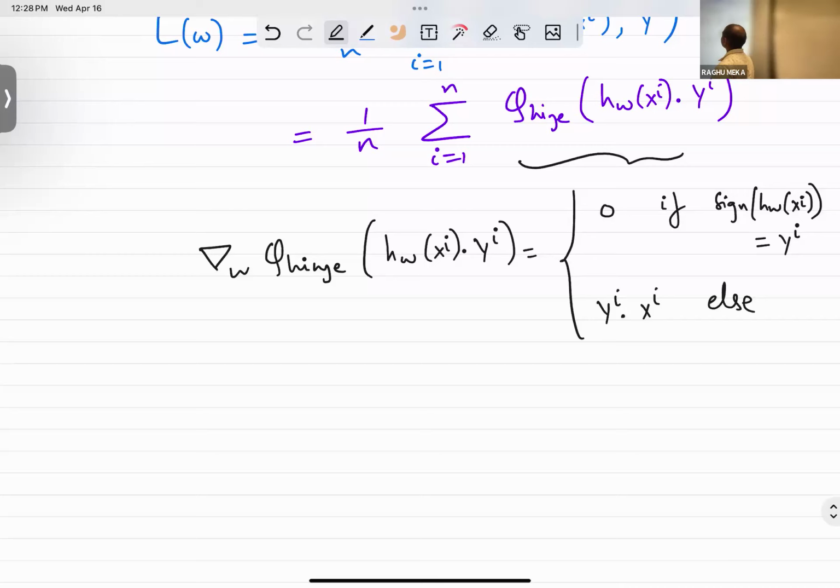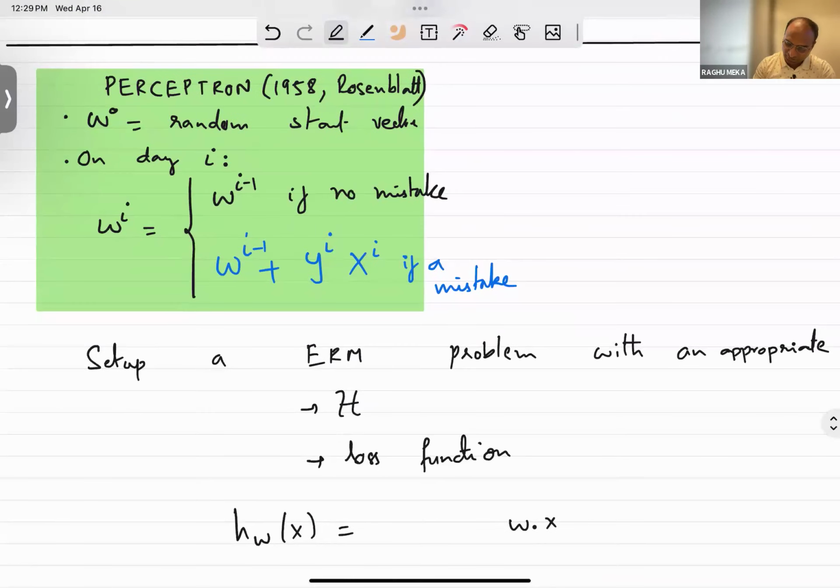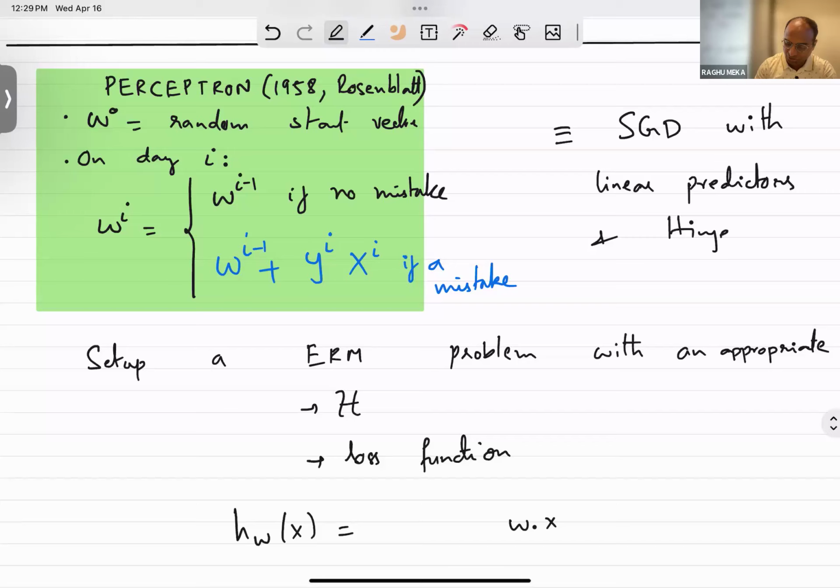So if you calculate the gradient, it's going to be 0 if the sign of your prediction is actually correct. Otherwise, you get exactly what you had. I think there's a minus here, sorry. So when you do the negative of the gradient, you get the update. So this is just to say that this is equivalent to SGD with linear predictors and hinge loss.